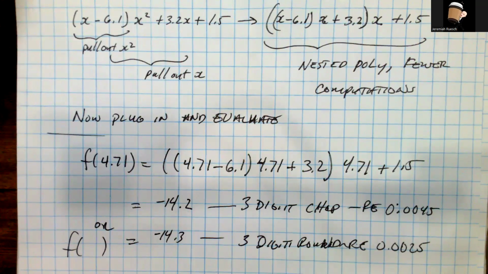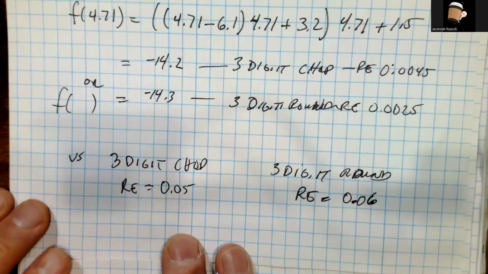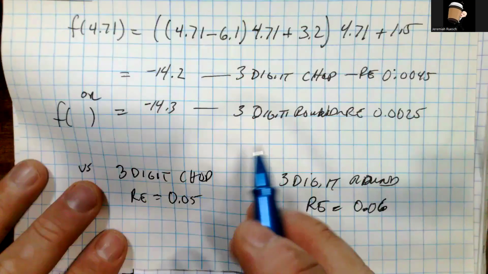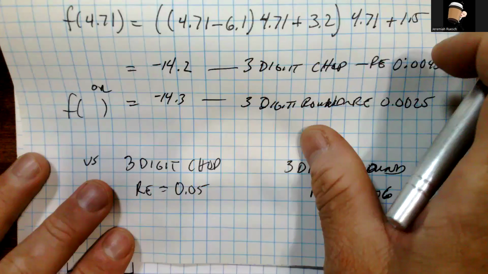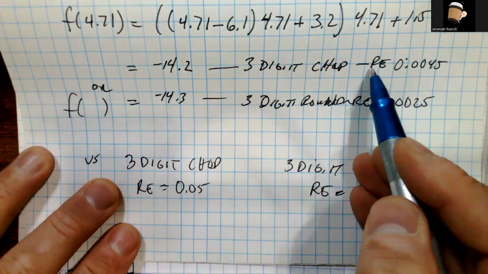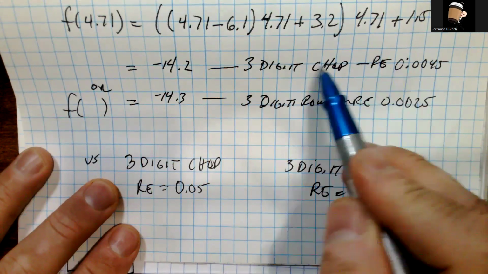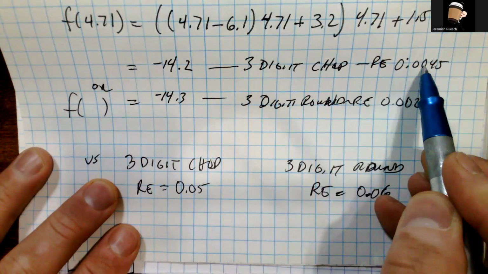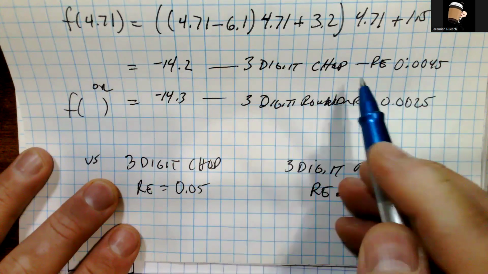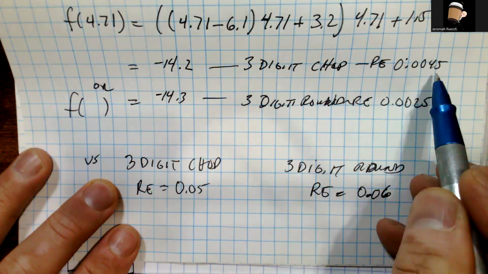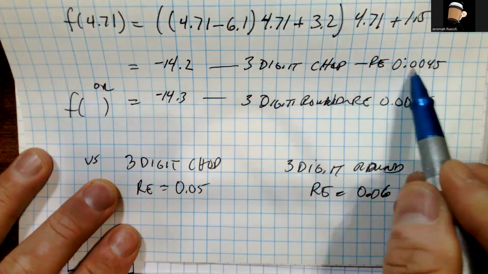Okay, now if we compare that to the relative errors, sorry, should mention that here. So the relative error here for the three-digit chop is 0.0045. And for the three-digit rounding, we got a relative error of 0.0025. So notice that this is almost half of that, right?